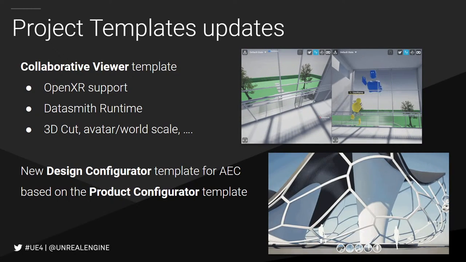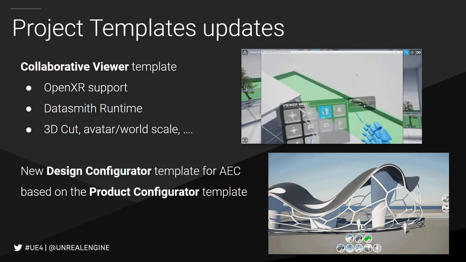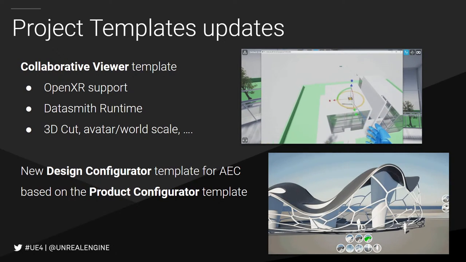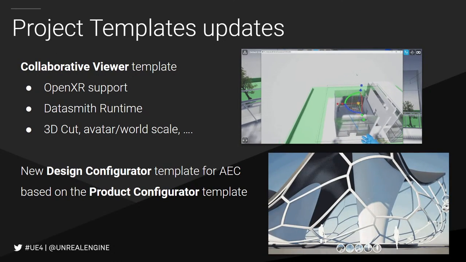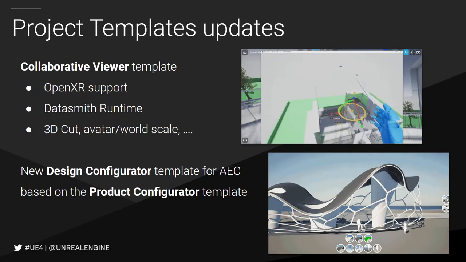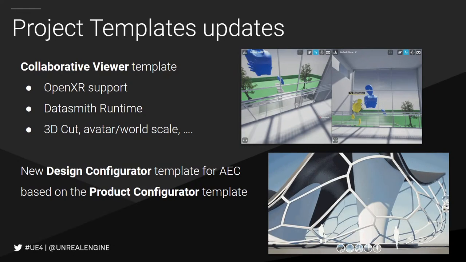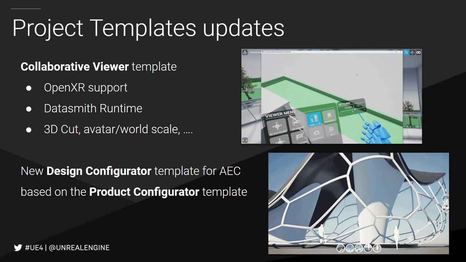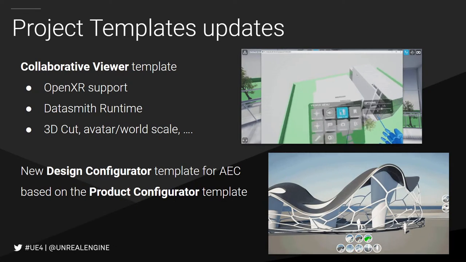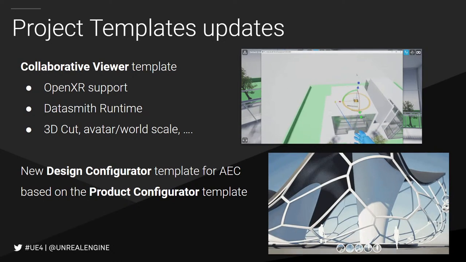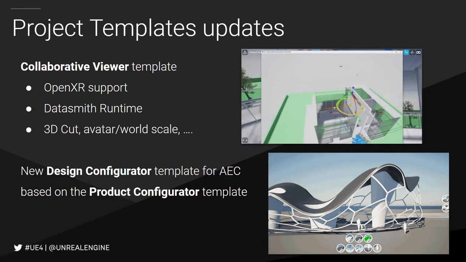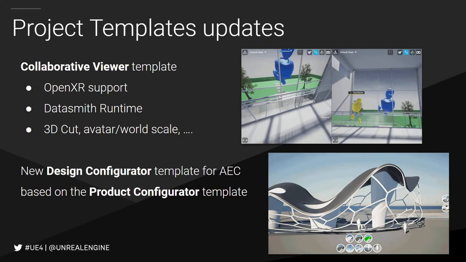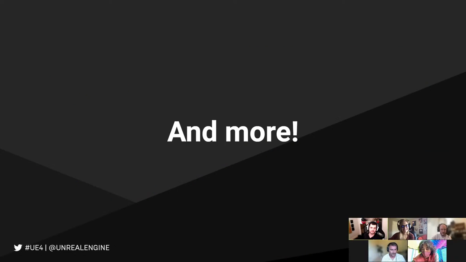And finally, we have improved the project templates for AEC and automotive. So the Collab Viewer template now has OpenXR support and an integration with Datasmith Runtime. And you also have new tools like a section box. You can set the ratio between the avatars and the world, which is very useful when you have massive worlds of very small objects. And we are now shipping a new Design Configurator template, which is based on the old Project Configurator template, but this one is dedicated to AEC projects. We're looking forward to see what you guys do with it. And I'll hand it over to Chris for some rendering goodness.